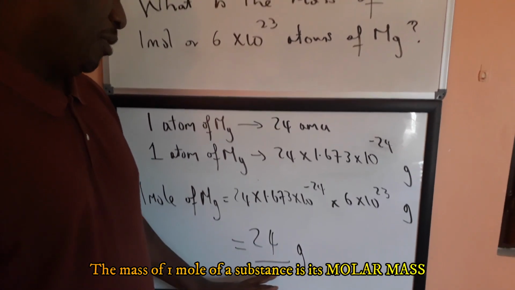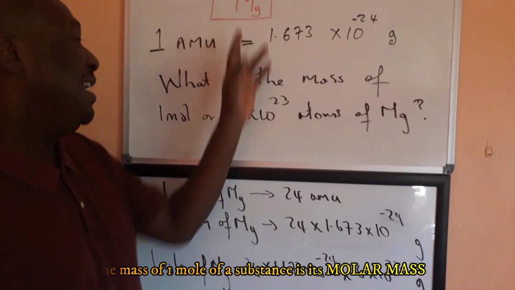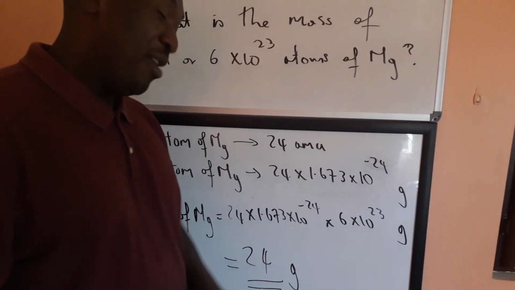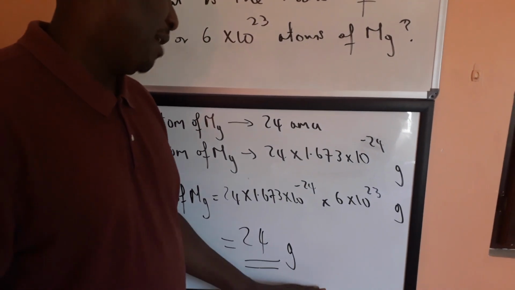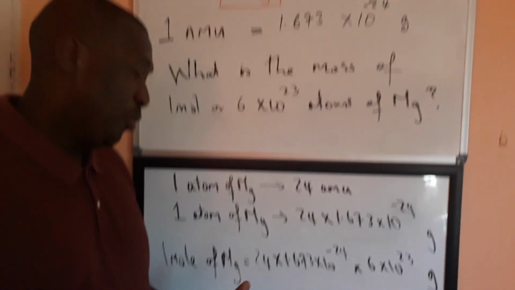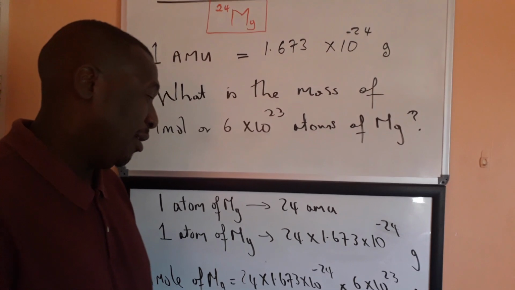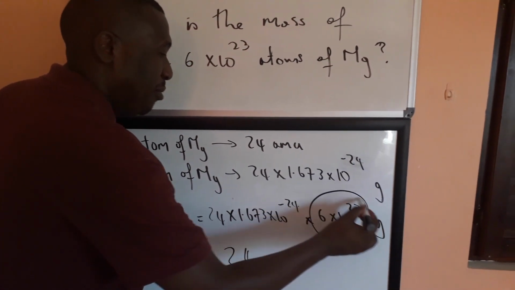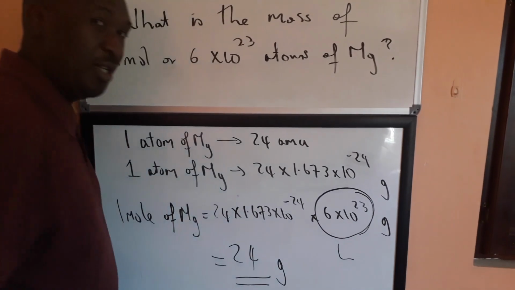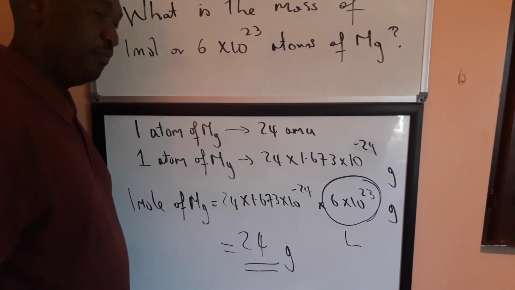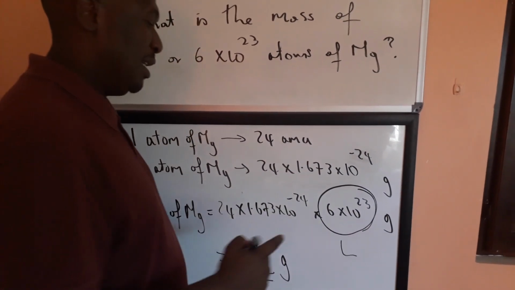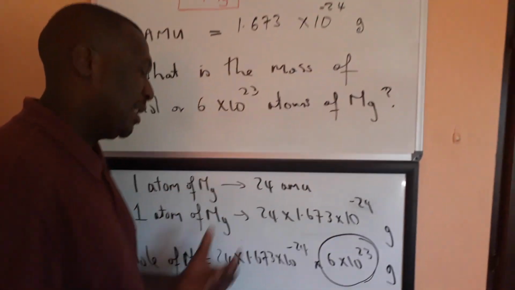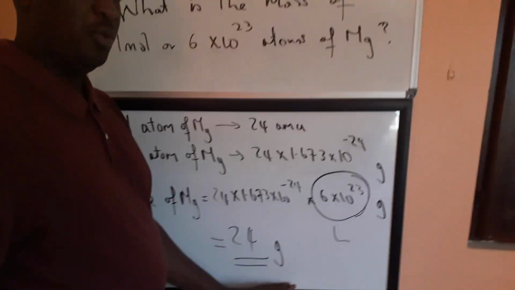So, the relative mass is 24 AMU. The absolute mass of 1 mole is 24 grams. The two scales come together, brought together by this number, Avogadro's constant, L. And that's the usefulness of that number. It converts the relative mass scale to the absolute mass scale.